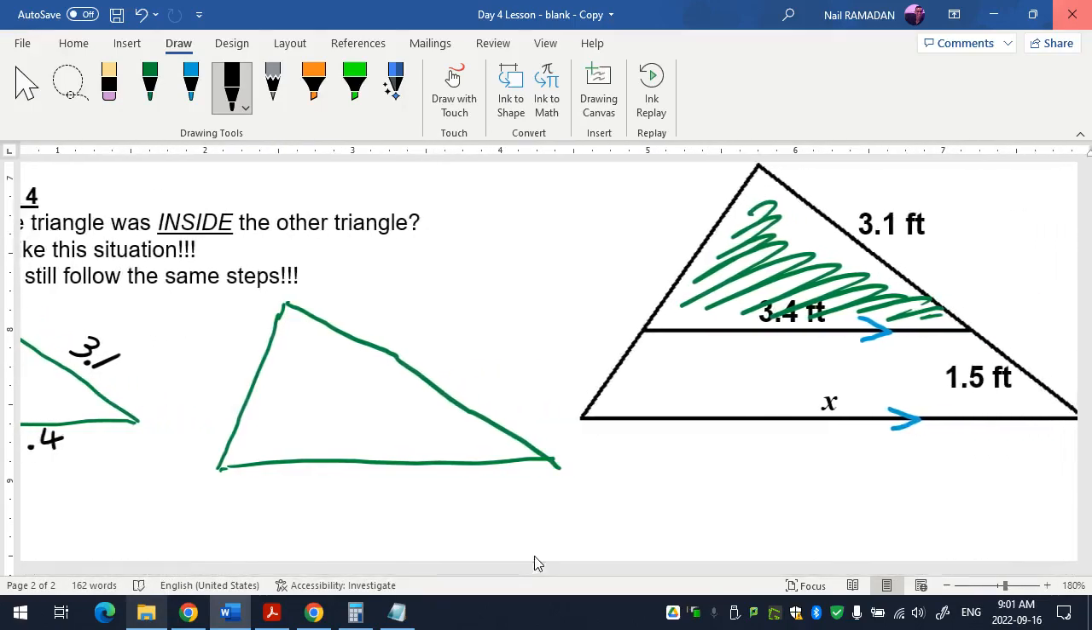What do I know about the big triangle? Anyone other than Shadi? He got so many chances today. Hamza, go for it. The base is what? Just x. Hold on one second. Base is x.